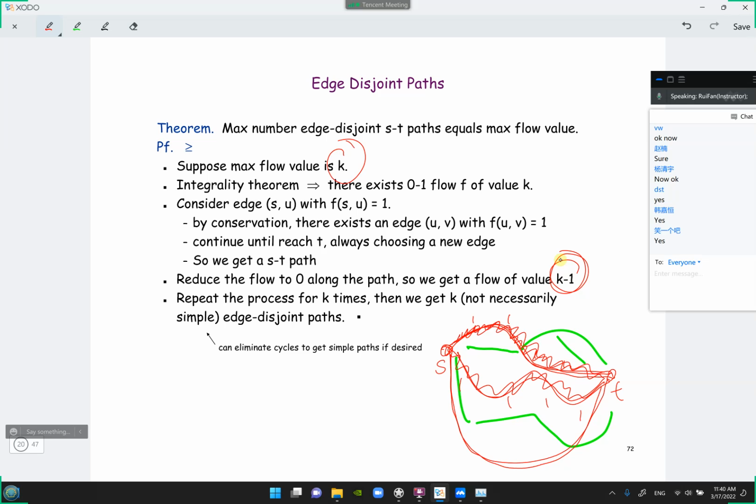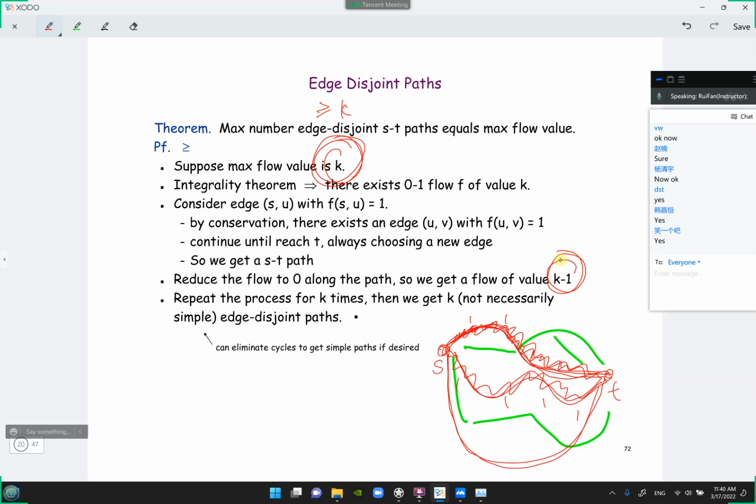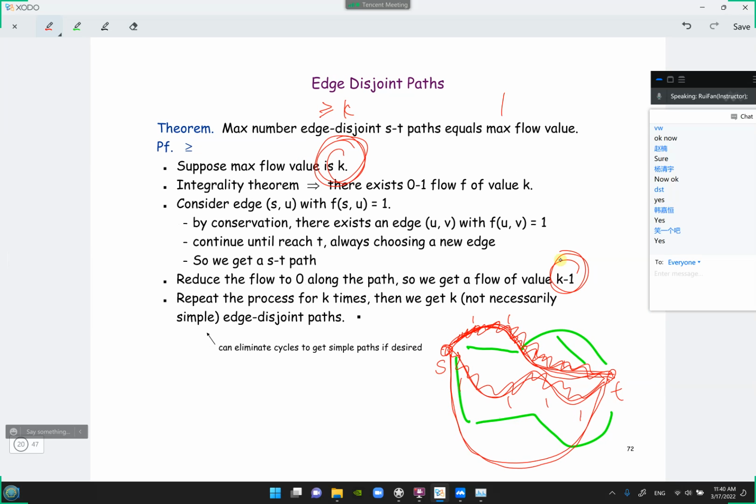And because you had a total flow of k, you can take out these paths k times, and therefore you can find k disjoint paths. So this means that if this is k over here, then the maximum number of edge disjoint paths has to be at least k. Okay, any questions about this?